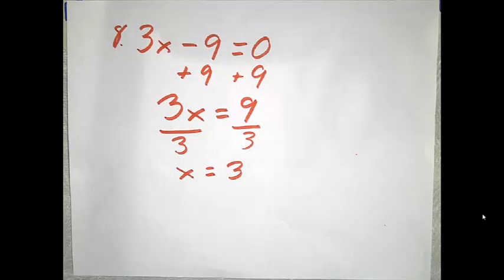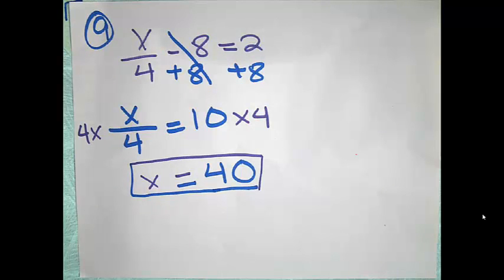This is problem number 8. 3x equals 9. 3x subtract 9 equals 0. You're going to add 9 to both sides. You get 3x equals 9. You divide by 3. And the final answer is x equals 3.